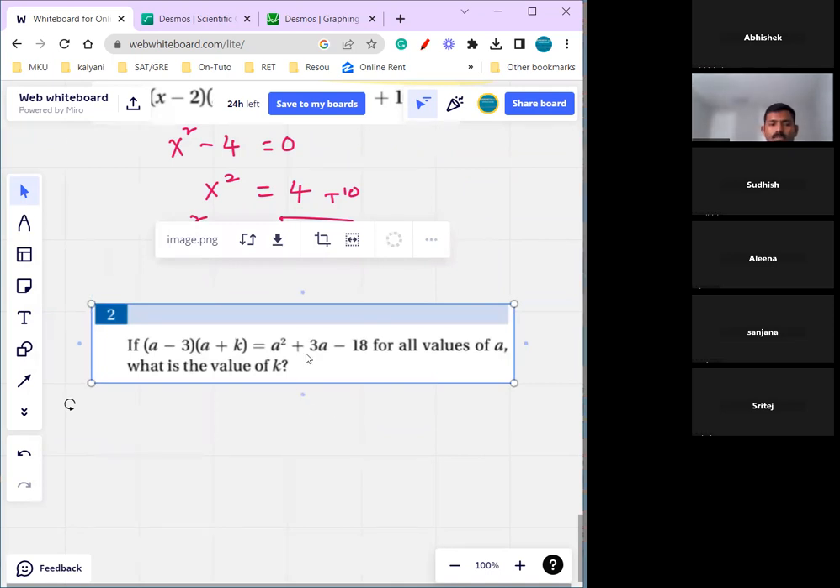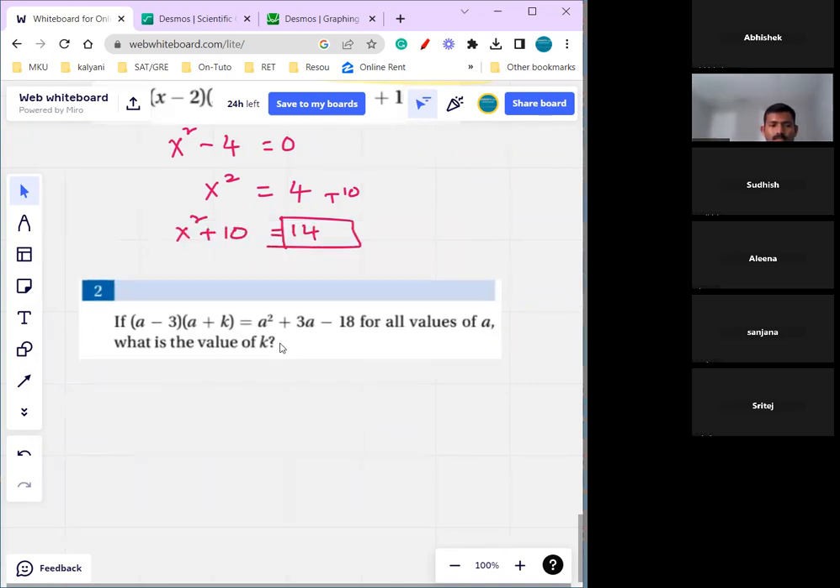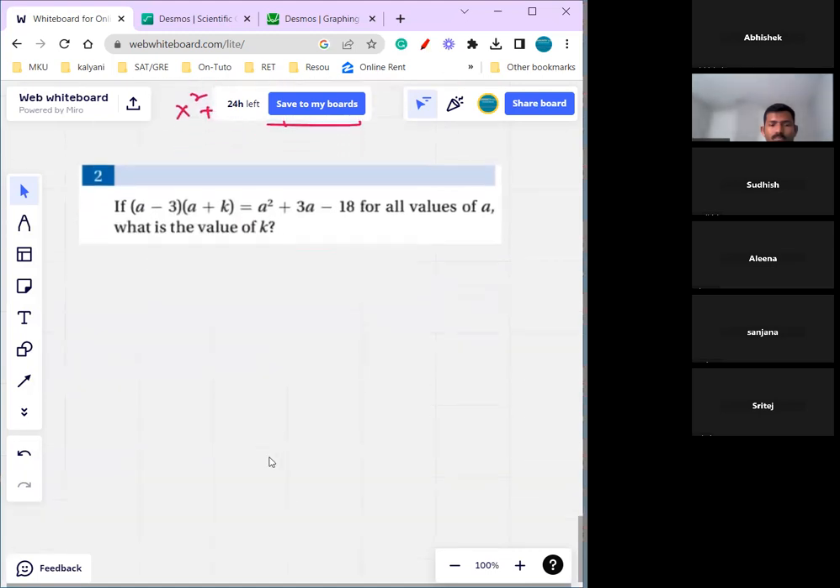Okay, Bhavani, can you please read this question for us? (a - 3)(a + k) = a squared + 3a - 18 for all the values of a, what is the value of k?